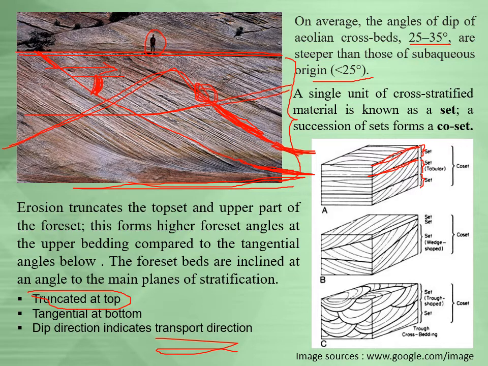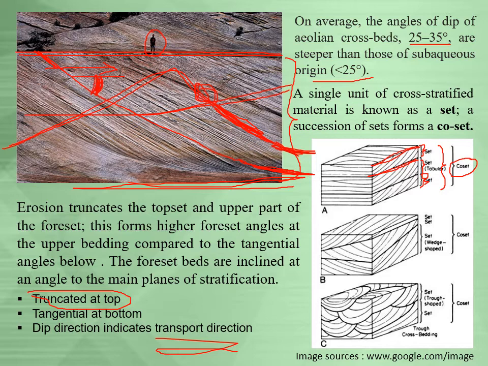So each individual layer which is bounded by two bounding surfaces, two bedding planes, and which contains internal cross laminations, is called a set. And together, these 3, 4 or n number of sets are called a coset.